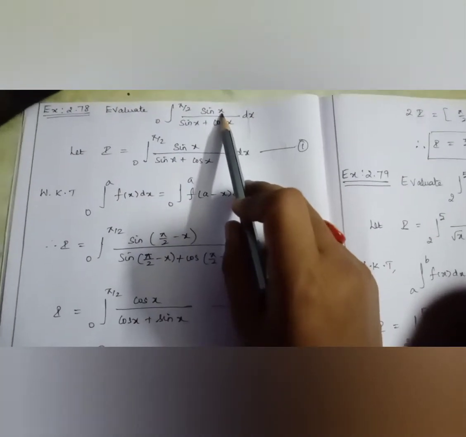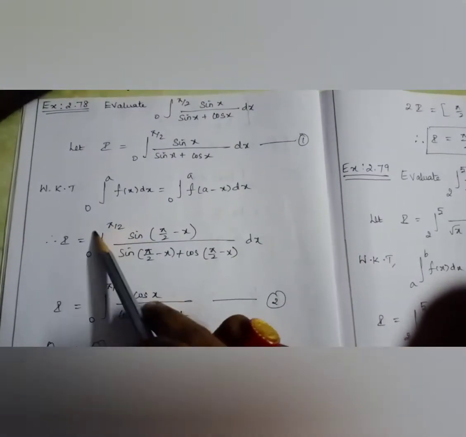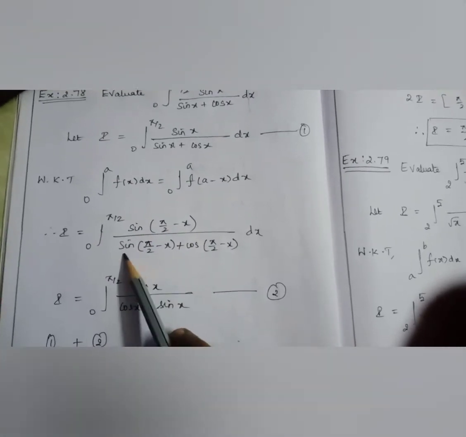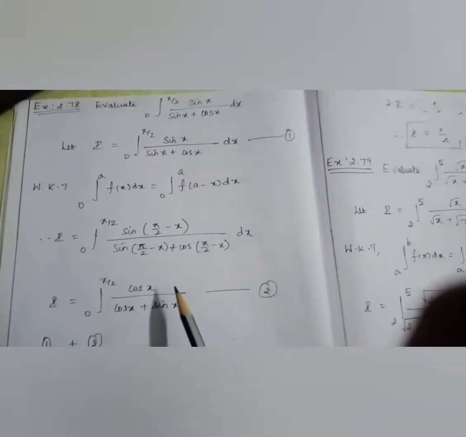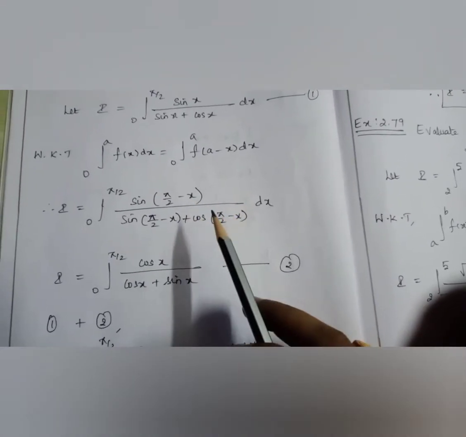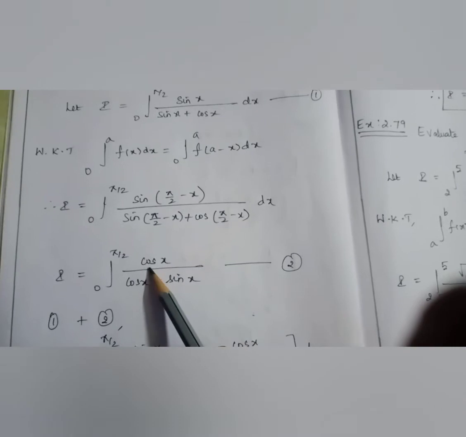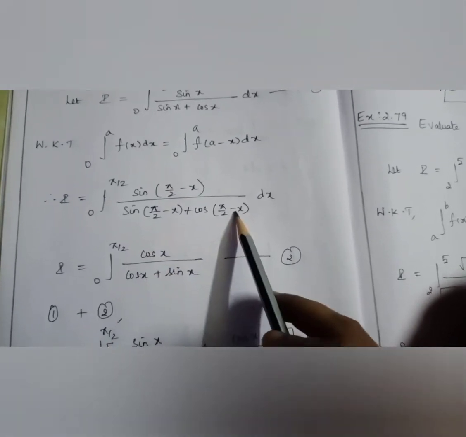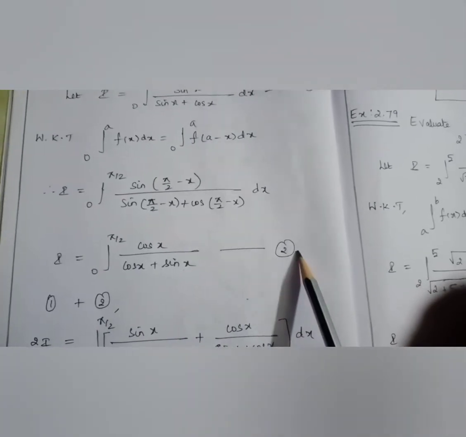Wherever x is there, I will make it as, what is my a here, pi by 2, so pi by 2 minus x. So sin of pi by 2 minus x divided by sin of pi by 2 minus x plus cos of pi by 2 minus x. And what is sine of pi by 2 minus x? Sine of 90 minus theta is cos theta. So this will become cos x divided by cos x plus sin x. Now name this as 2.